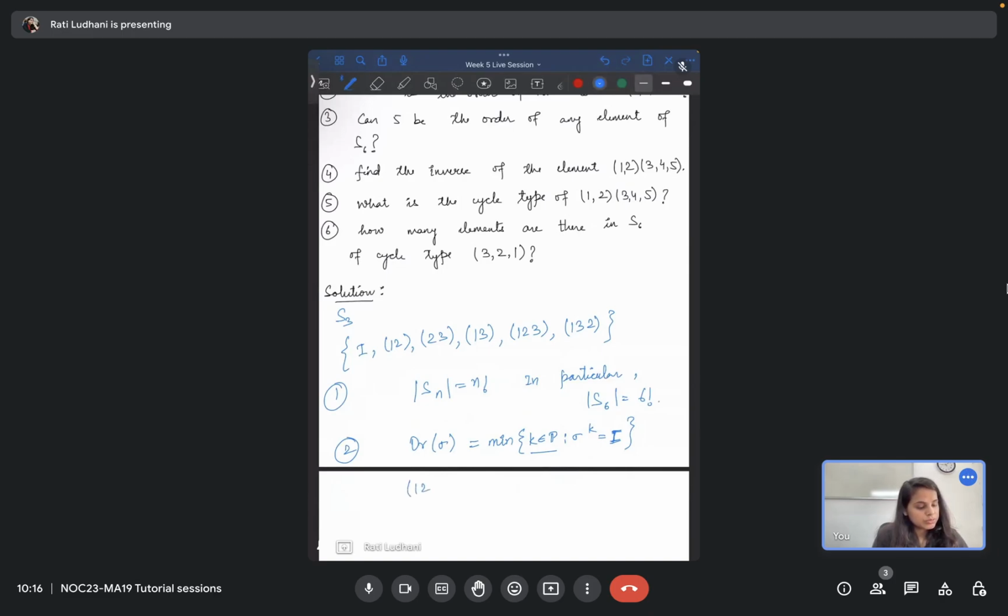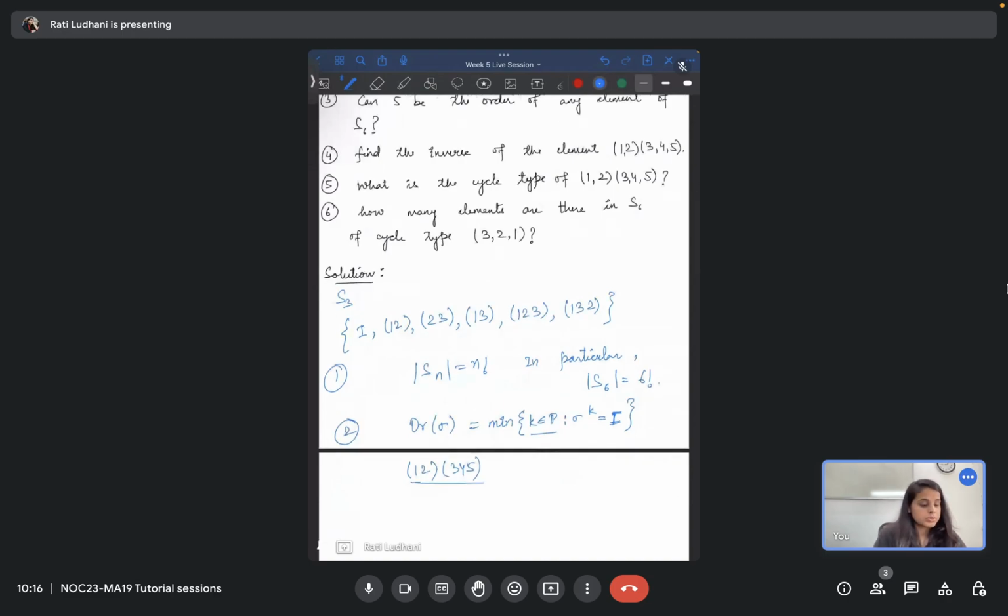So you have 1 2 3 4 5. You need to do the square, cube, and so on, because you know that this is not the identity for sure, because 1 is not mapping to 1. So you can check the square. When you do the square, do you know how to multiply these? I'm not writing commas, is that okay? I hope there will be no confusion.